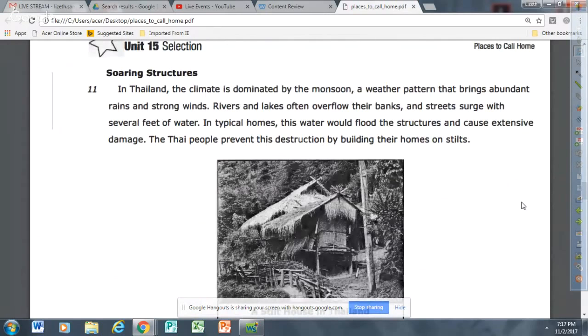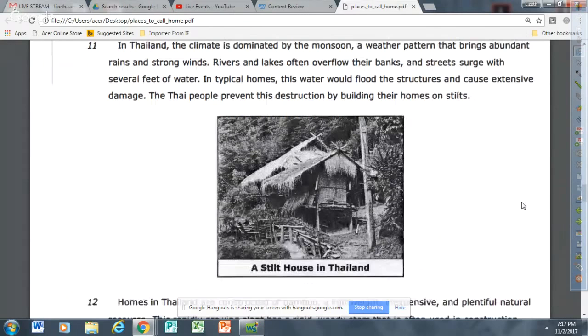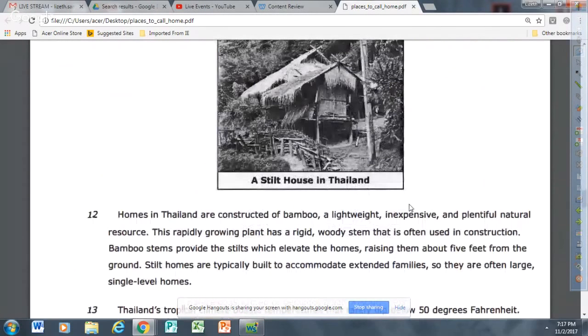Soaring structures. In Thailand, the climate is dominated by monsoons, a weather pattern that brings abundant rain and strong winds. Rivers and lakes often overflow their banks, and streets surge with several feet of water. In typical homes, this water would flood the structures and cause extensive damage. The Thai people prevent this destruction by building their homes on stilts. So if you can see here, these are the stilts on a stilt house in Thailand.